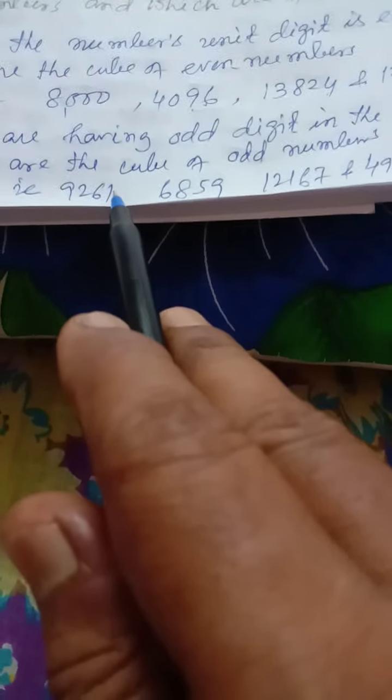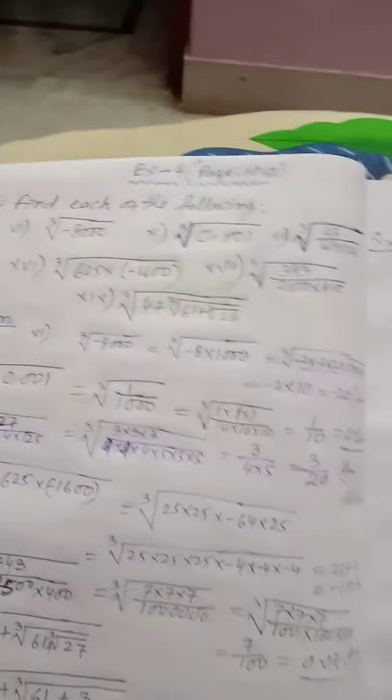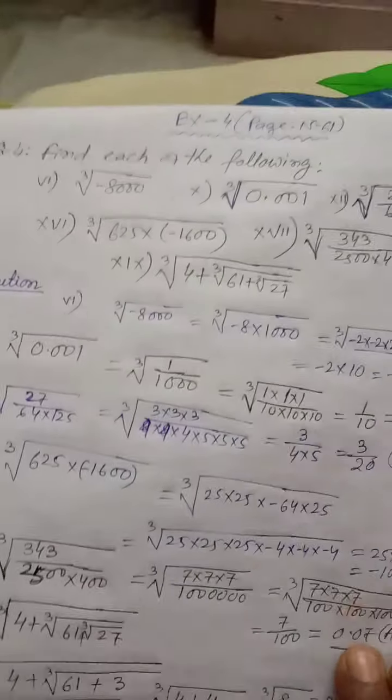Whereas in this case you see the unit digit is 1, so it is the cube of an odd number. 9 odd number, 7 odd number, 3 odd number. Likewise it goes on, where the unit digit is odd, that is the cube of an odd number. Where the unit digit is even, that is the cube of an even number. That is what you have learnt, so remember that. Now this is the real part of your exercise.